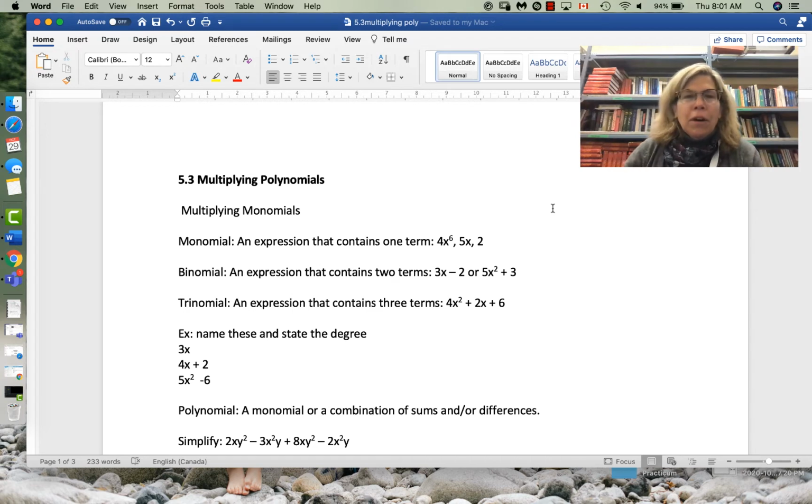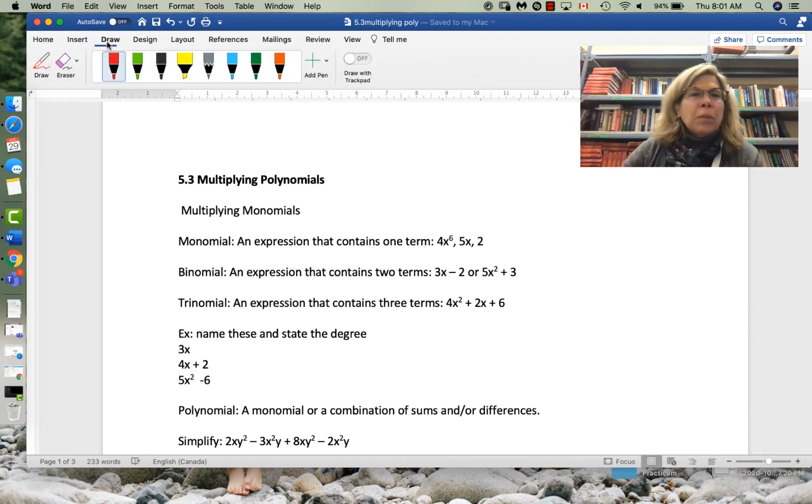And we're going to start by talking about multiplying monomials. So what's a monomial? Well, a monomial is an expression that contains just one term. So for instance, 4x to the sixth, that's a monomial. Just write it up here because it has just one term. Or 5x, that's also a monomial. Or even the constant 2, that's a monomial. You could say it's 2x to the 0.